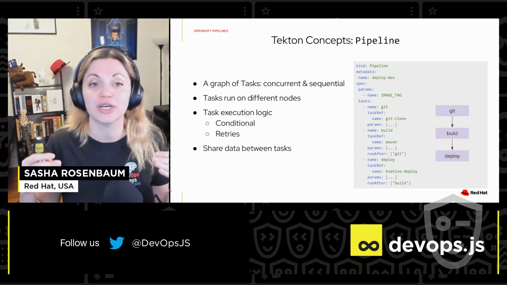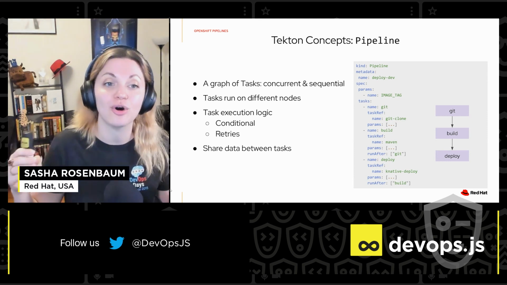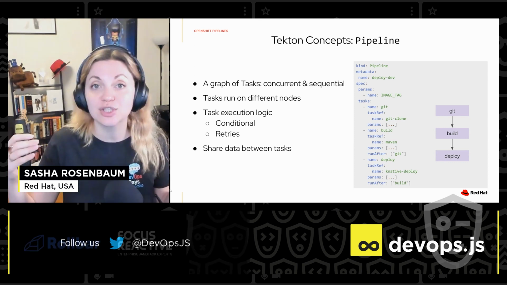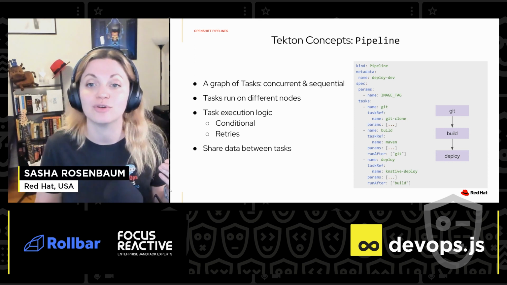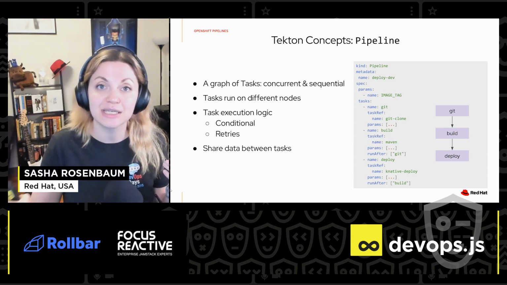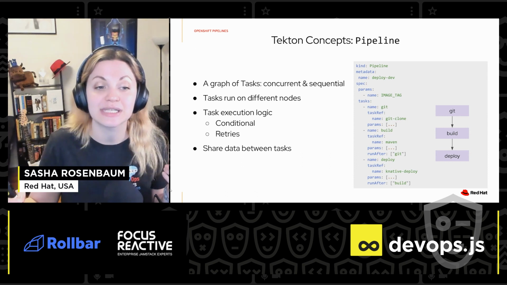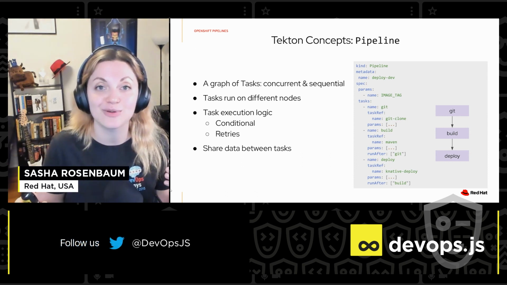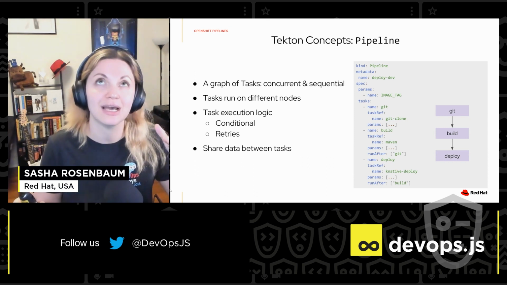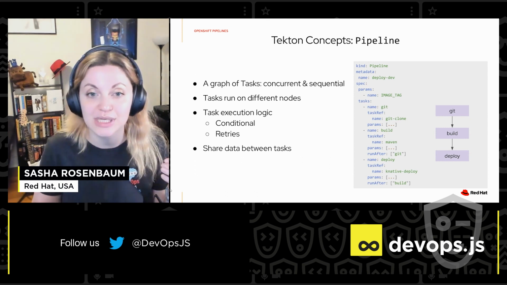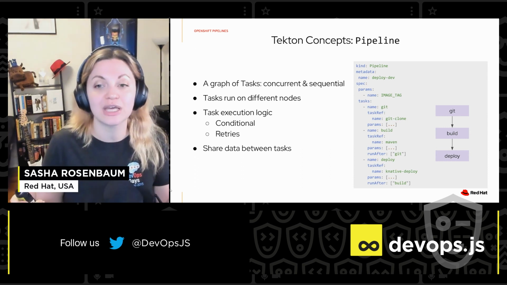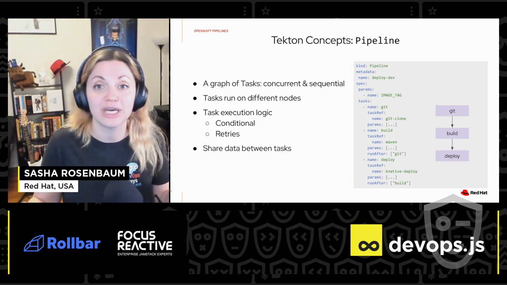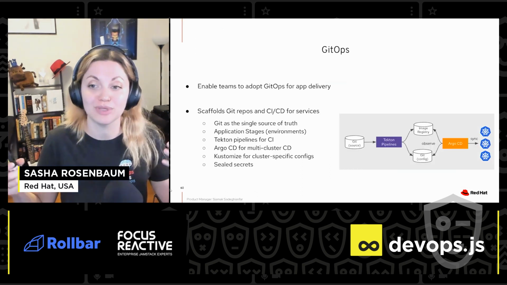A pipeline is essentially a graph of tasks that can run sequentially or concurrently. And they can run on different nodes. They can have conditional logic, and they can have retry. So if a certain step didn't succeed, we can execute it again until it succeeds, right? And it can share data between tasks, which is something that needs to happen because often you're handling artifacts between different pipeline stages. So essentially, putting it all together, it gives you a CI implementation for your Kubernetes containers, which also means your microservices application.